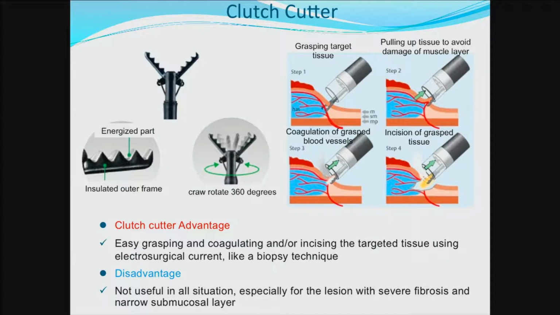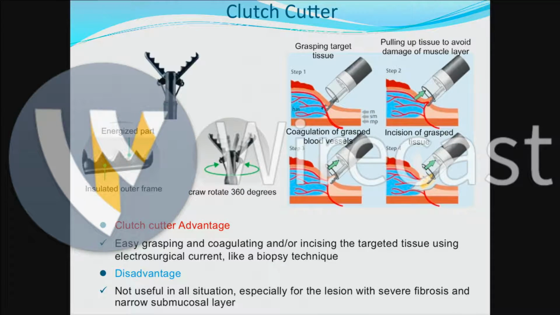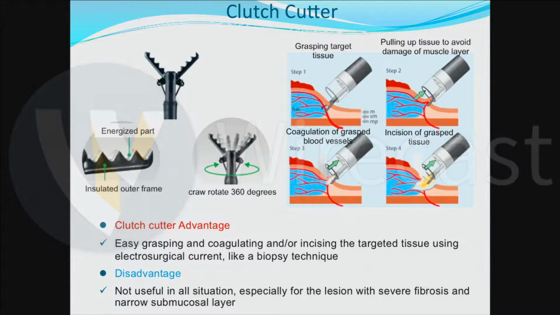The Clutch Cutter has a serrated jaw which provides accurate targeting and grasping, and the outer side of the forceps is insulated so that electrosurgical current energy is concentrated in the blade, which prevents burning of the surrounding tissue. That enables easy grasping, coagulating and incising the targeted tissue, but it is not useful in all situations, especially for a region with severe fibrosis and a narrow submucosal layer, I wonder.